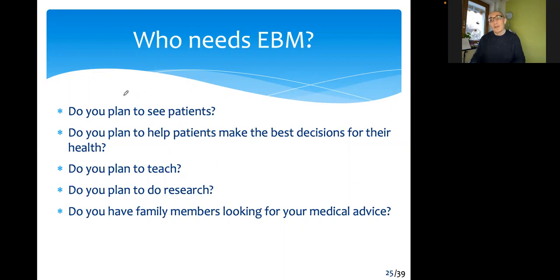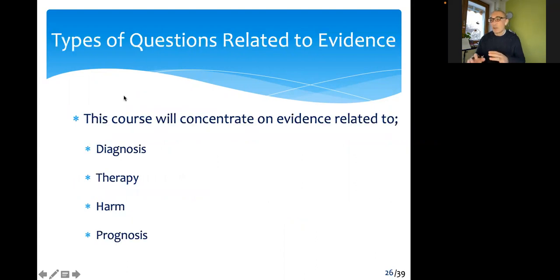Therefore, I think evidence-based medicine is necessary for all medical practitioners, not only medical doctors, but all nurses and other allied health professionals.